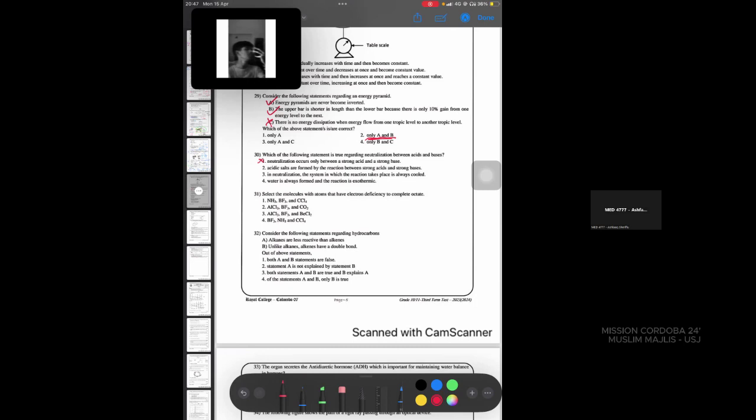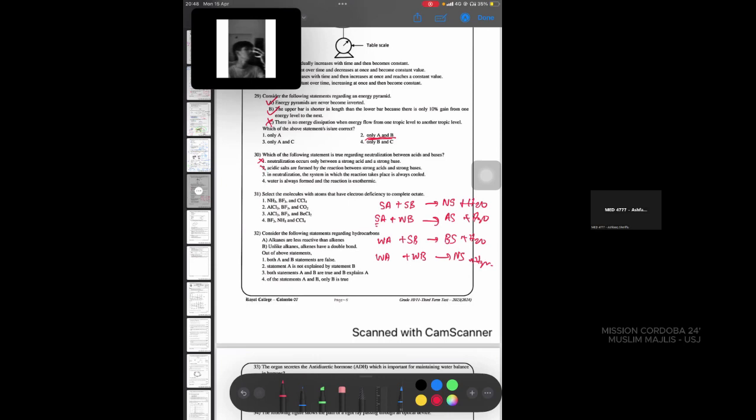Acidic salts are formed by the reaction between strong acid and strong base. Now look at this. Strong acid and strong base will give you neutral salt. Strong acid and weak base will give you acidic salt. The one who is strong decides the salt. Weak acid and strong base will give you basic salt. Weak acid and weak base will give you neutral salt. Water will always also come. Okay, this is the summary. So acidic salts formed by strong acid and strong base is wrong; it should be strong acid and weak base.